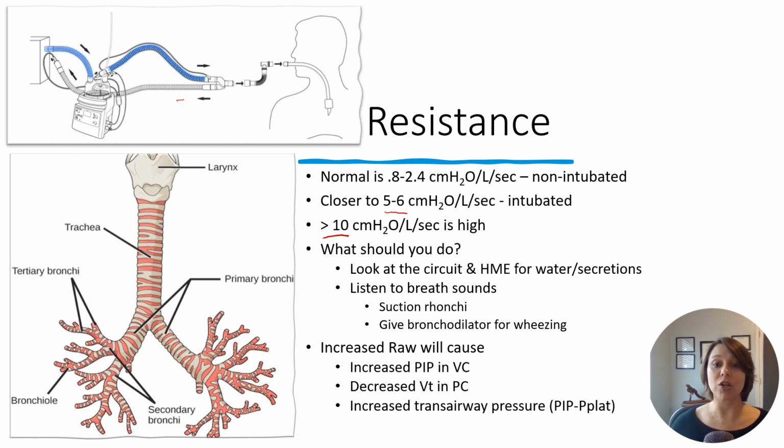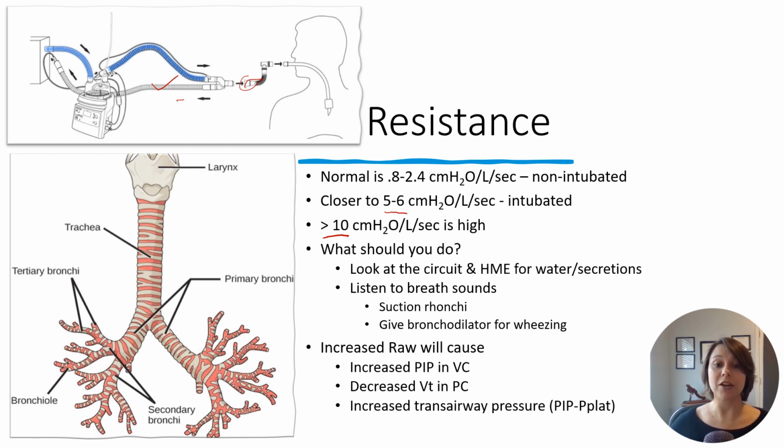So if I have that, what should I do? The first thing you're going to do is look at the circuit. Is there water or secretions somewhere in the circuit or the HME? You're also going to listen to breath sounds. If they have rhonchi, that would suggest that there is mucus present and you need to suction. If they have wheezing, then it's because of bronchospasm and you need to give a bronchodilator.